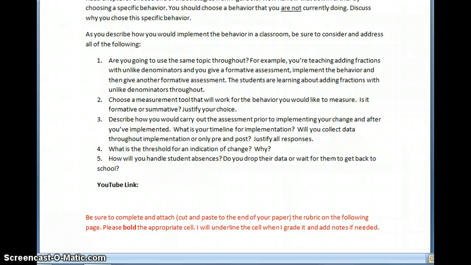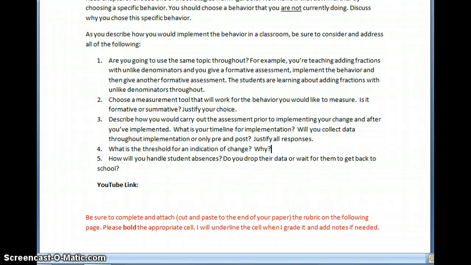So for the first thing, for the instructional side, I want you to consider if you're looking at changing instruction, are you going to use the same topic throughout that change? So for instance, if you are teaching adding fractions with unlike denominators and you give a test with that, you're going to then do your change in instructional strategy. Are you going to give the students that same test in unlike denominators again, the same topic, or are you giving them a test in a different topic? There's pros and cons to doing either one of those, and so there really isn't a right or wrong answer. This depends on what you think.